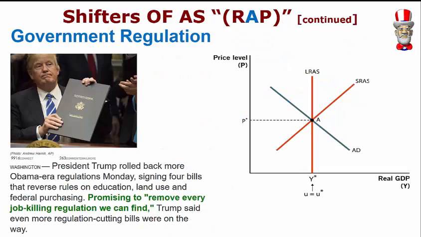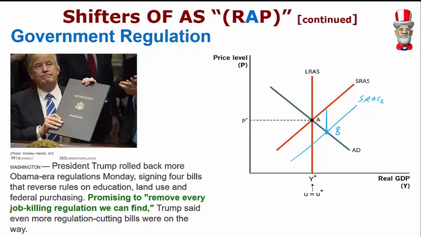Now, government regulation. According to this news article, President Trump has rolled back a lot of regulations. And so when regulations are removed, whether you think they're good ideas or not, whenever they're removed, the aggregate supply curve shifts to the right.